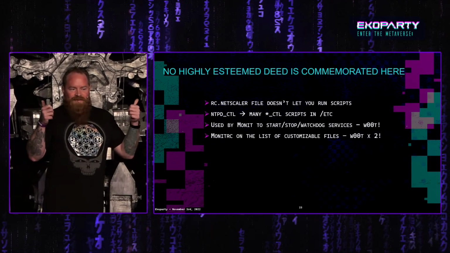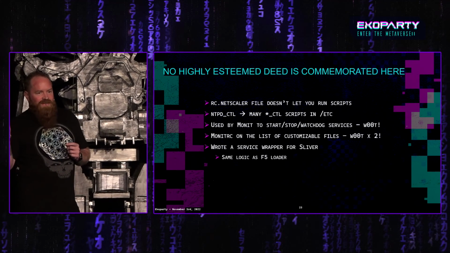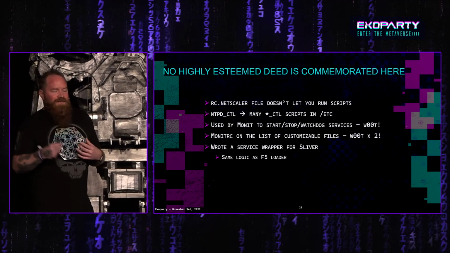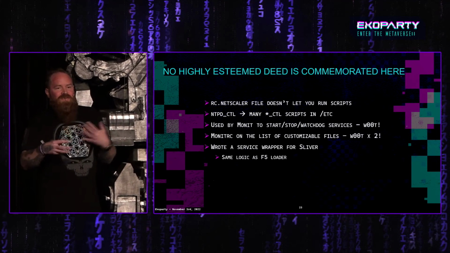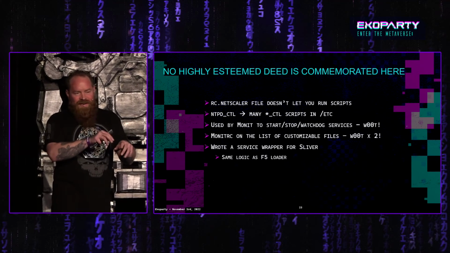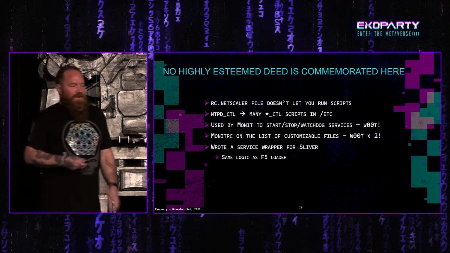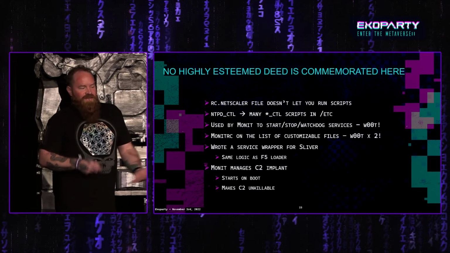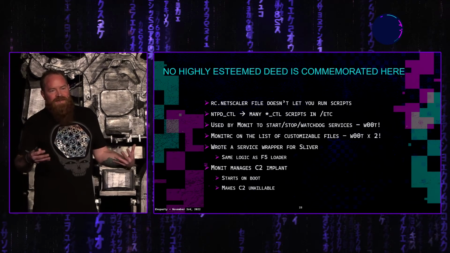So at this point, I was like, sweet. It's not quite as easy as just starting the script, though. I ended up having to write a full service wrapper for Sliver to make it run like a daemon. I had to create a PID file and do all these other things so I could actually have implant start, implant stop, implant restart. I used the same logic in this script, and what it does is allow Monit to manage my C2 for me.